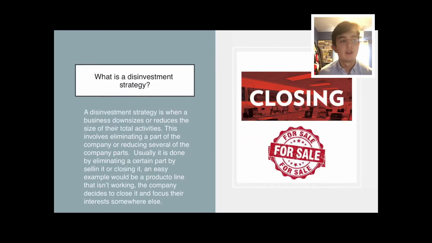So to start off, what is a disinvestment strategy? A disinvestment strategy is when a business downsizes, reduces, or closes a part of their total activities. So this involves eliminating or reducing a part of the company, maybe a product line that is no longer generating the results or the revenue that they would expect. So when they close it down, for example, they're going to be focusing those resources on another part of the company that does actually generate revenue for them.